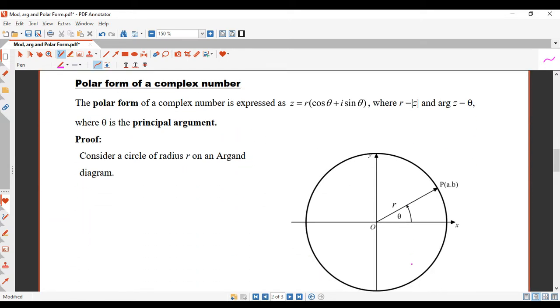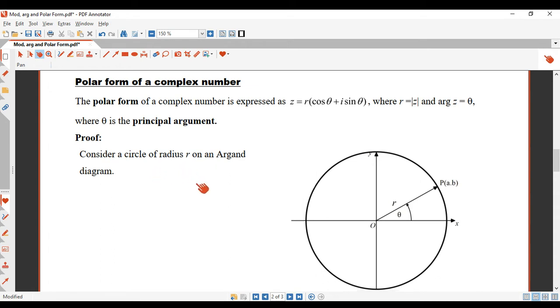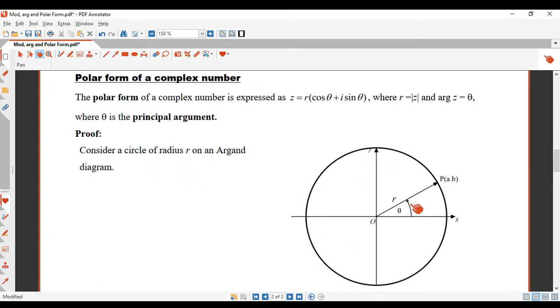Okay, let's look at something called the polar form of a complex number now. The polar form of a complex number is expressed as z equals r (cos theta plus i sine theta), where r is the modulus of z and arg z is equal to theta. And theta is the principal argument. So if we're going to prove this, we're going to consider a circle of radius r. We're going to put a plus ib as our complex number. So z equals a plus ib, if you like. That's represented on the Argand diagram there.